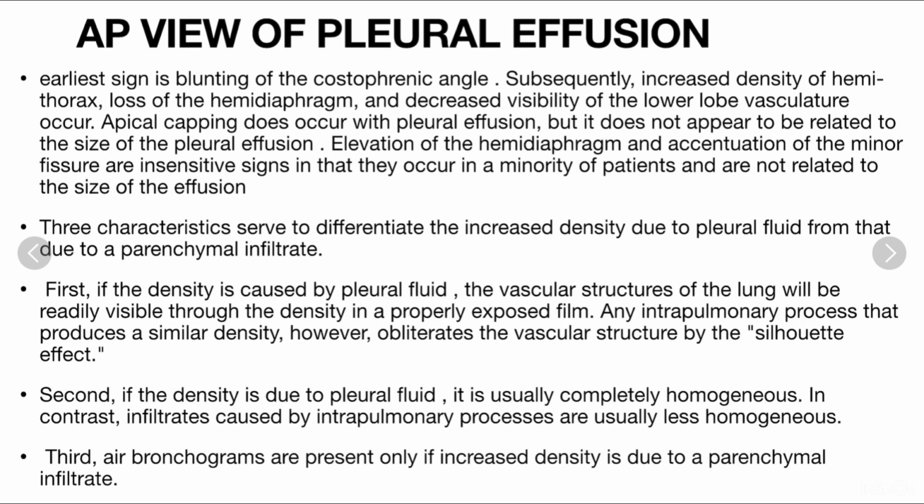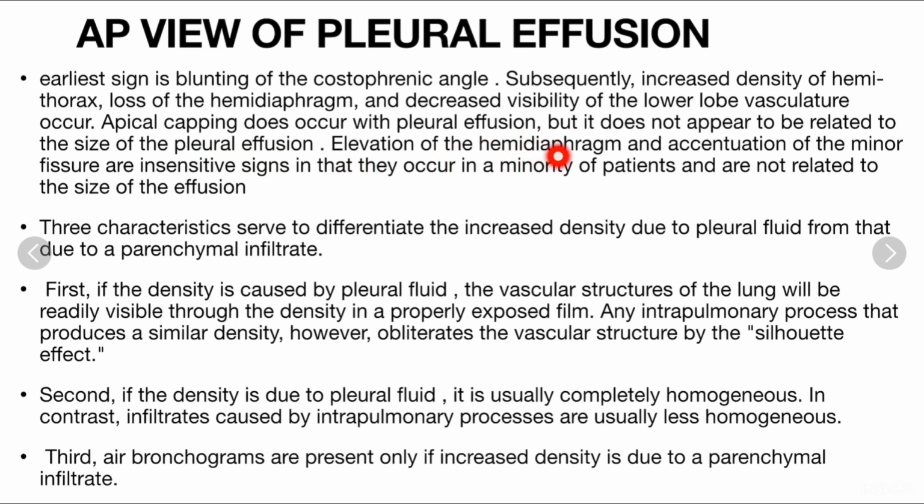So let's start with the AP view. They are telling that the earliest sign is blunting of the costophrenic angle. Obviously, costophrenic angle blunting is seen in the PA view also, and in the AP view it is the earliest sign. Subsequently, increased density of the hemithorax, loss of the hemidiaphragm, and decreased visibility of lower lobe vasculature occur.